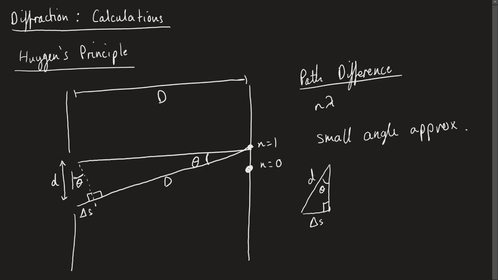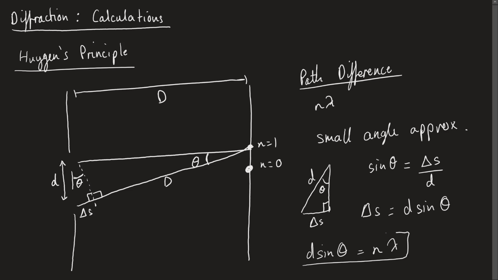This is an opposite and a hypotenuse, so we're going to have sine theta equal to the opposite, delta S, divided by the hypotenuse, which is D. Now we can rearrange this and say that delta S must be equal to D multiplied by sine theta, and we know delta S has to be equal to an integer number of wavelengths, so that means that D sine theta must be equal to n lambda, and this is one of the equations on your formula sheet. It's a pretty simple derivation. It's not using any complicated geometry or maths or anything like that.